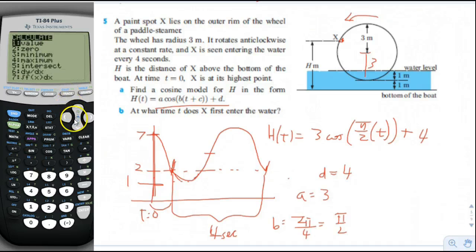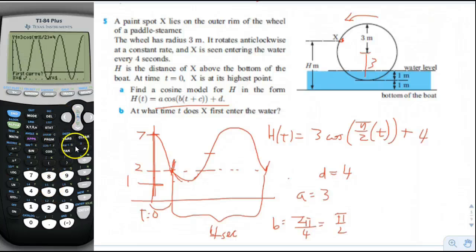Second calc, intersect, which is 5. First curve, second curve, guess. And so now we're going to move it over here. 1.46, okay? So the time is 1.46.